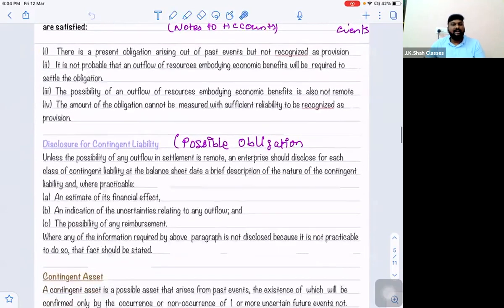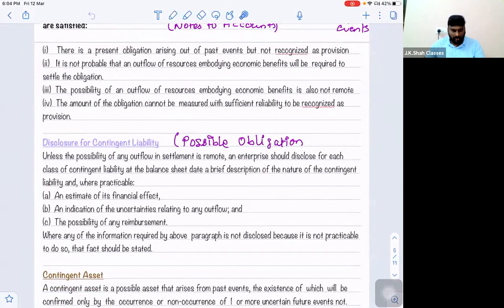Let us try and understand the disclosure that you have to give in the notes to accounts. What disclosure you have to give? Unless the possibility of any outflow in settlement is remote, an enterprise should disclose for each class of contingent liability at the balance sheet date a brief description of the nature of the contingent liability and where it is practically possible.